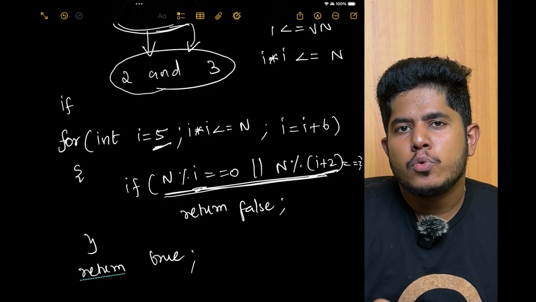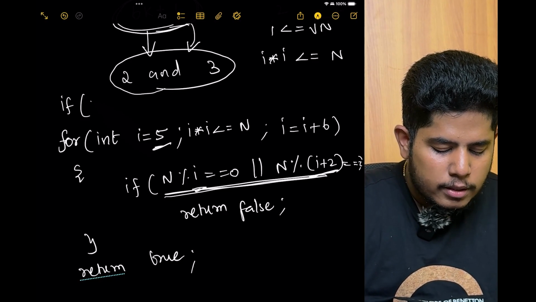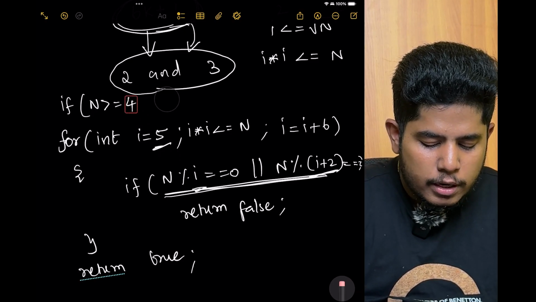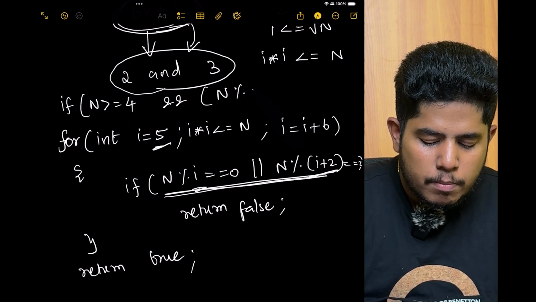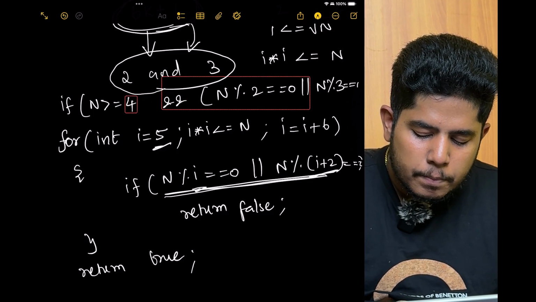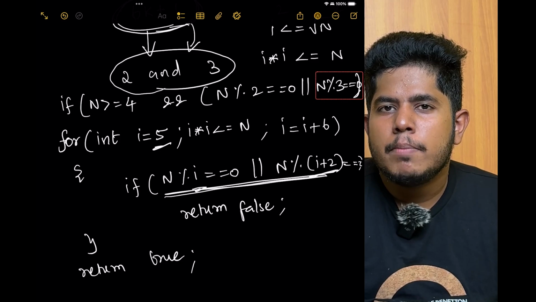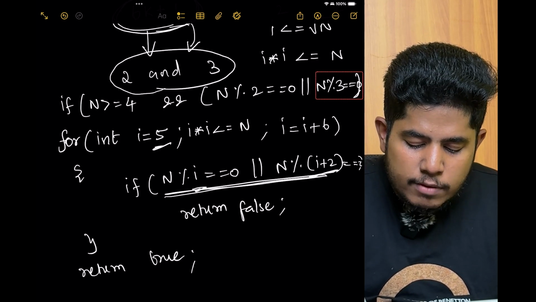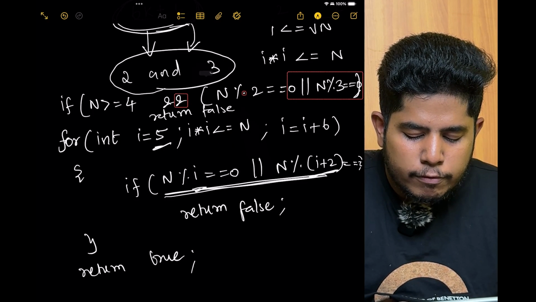Because if the input is 2 or 3, they will be divisible by 2 and 3. So we have to check whether the input n is greater than or equal to 4. If the input is greater than or equal to 4, then we will check whether it is divisible by 2 or divisible by 3. If it is either divisible by 2 or divisible by 3, we will stop and simply return false.